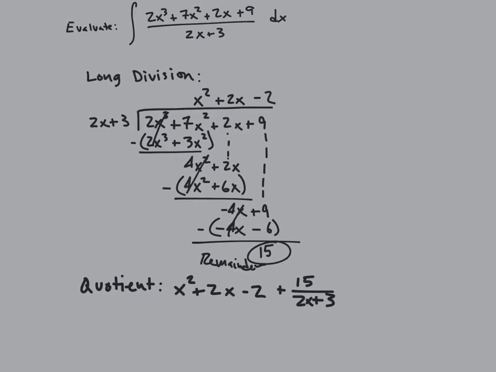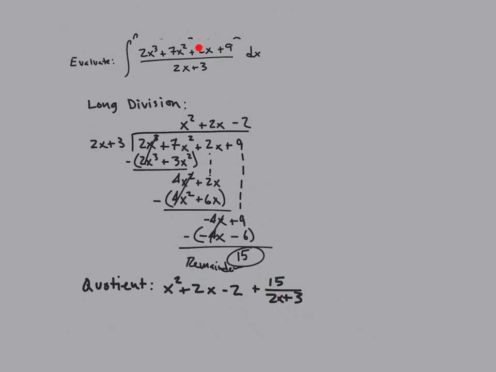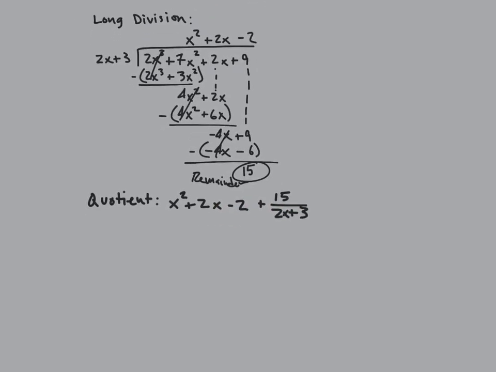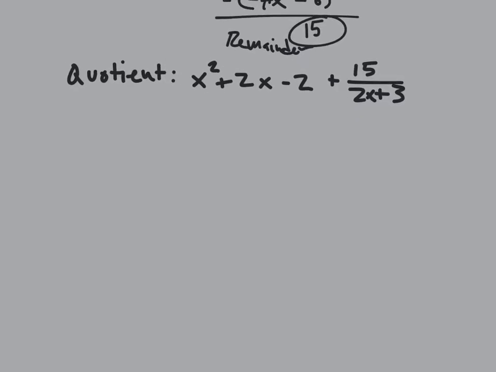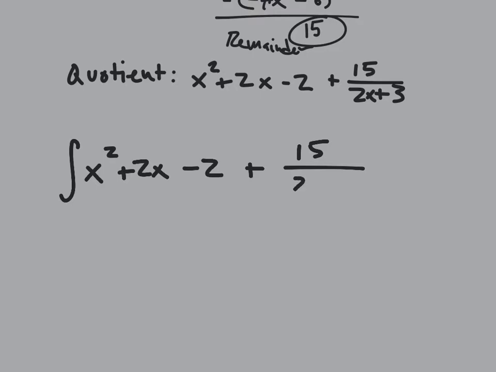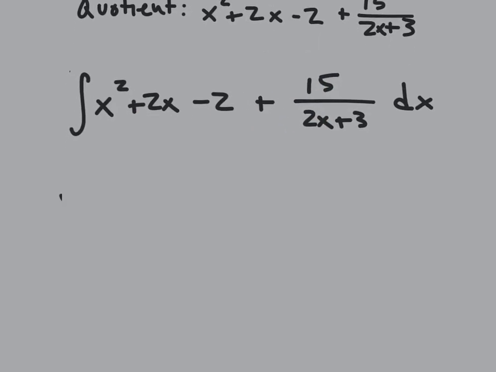Okay, and so this is just the simplified version of this. Now this is something that we can calculate, that we can integrate. So from here, let's write our integral now of x squared plus 2x minus 2 plus 15 over 2x plus 3 dx. Okay, now one of the things that we want to do when we're integrating this is to treat each of these as separate integrals and then add them together. That's going to make it a little bit cleaner. I don't normally do that, but I think that that's a really good idea in this case.